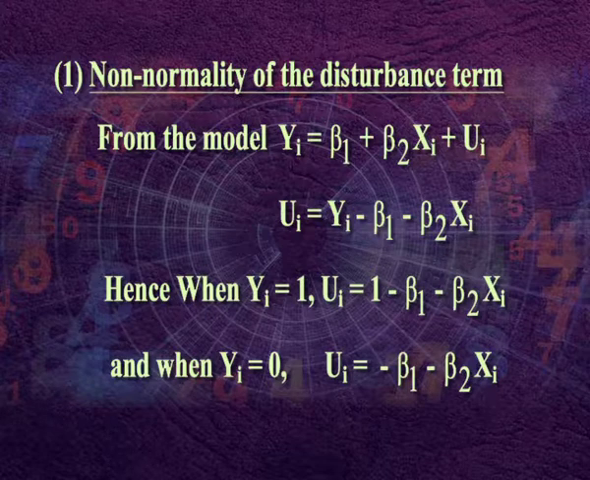the disturbance term. From the model Yi equal to beta 1 plus beta 2 Xi plus Ui, Ui equal to Yi minus beta 1 minus beta 2 Xi. Hence, when Yi equal to 1, Ui equal to 1 minus beta 1 minus beta 2 Xi, and when Yi equal to 0, Ui equal to minus beta 1 minus beta 2 Xi. Thus, Ui takes only two values as shown. Due to this, it is incorrect to assume normality for Ui.